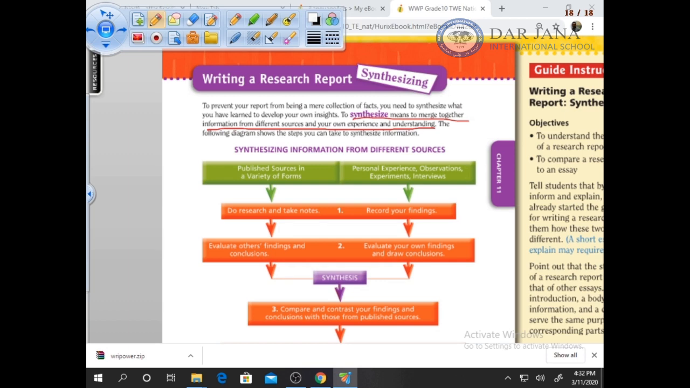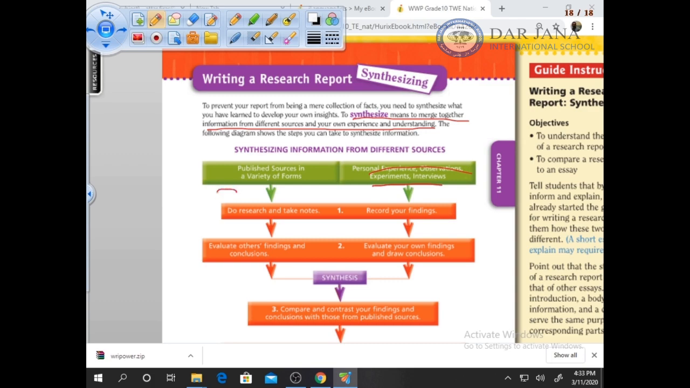Okay, we need to know the difference between collecting information and synthesizing information. First of all, what do we mean by collecting information? It is to get and collect information from different sources, while synthesizing is to merge the information you have collected from different sources with your personal experience, observations, and interviews.